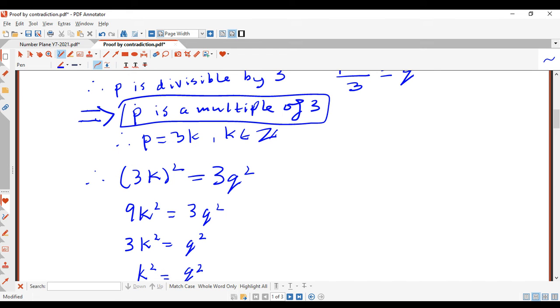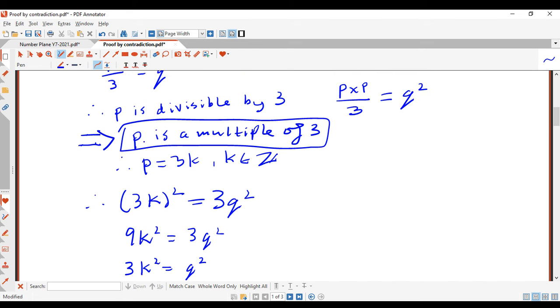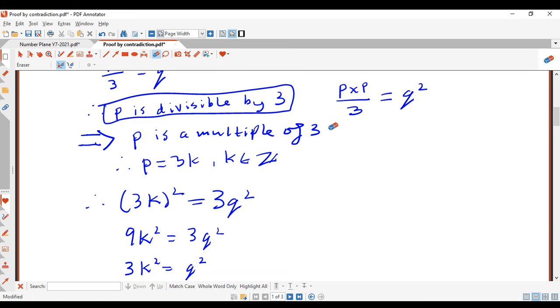Sorry, that's not the one I wanted to circle. This one. This is what I wanted to circle. P is divisible by 3. Okay, so that's the key.